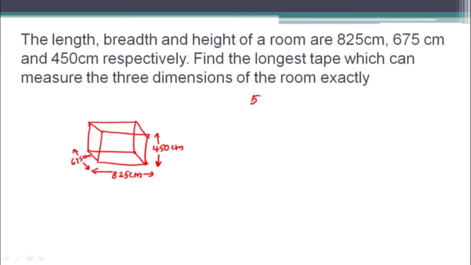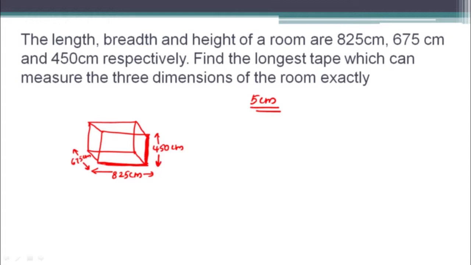Let us say we have a tape which measures 5 centimeter. If I have a tape which measures 5 centimeter, using that tape I can exactly measure this 450 centimeters. That is 450 divided by 5, that is equal to 90. That is, I can measure this height exactly by keeping the tape 90 times. Similarly, here the length is 825 centimeters. So if the length of my tape is 5 centimeters, 825 divided by 5, which is nothing but 165.